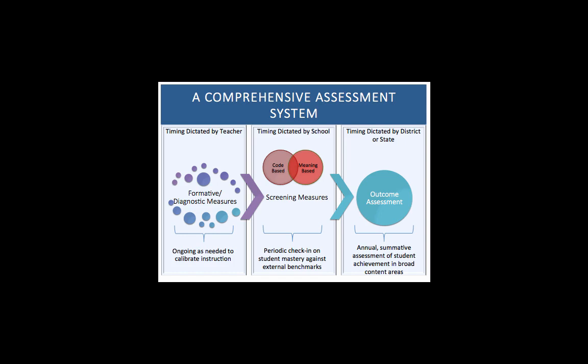And finally, the third assessment type within our battery are outcome assessments. The timing of these assessments is dictated by the district or the state, and these provide an annual summative assessment of student achievement in broad content areas and domains. This gives us less information about the learners in our classrooms and more information about how we are doing as a school in meeting state standards set externally. Together, these three types of assessment comprise a comprehensive assessment system.